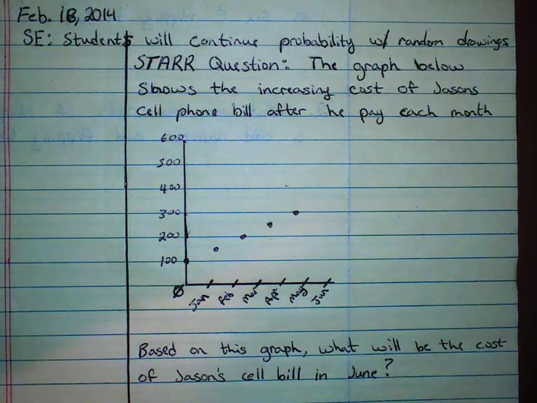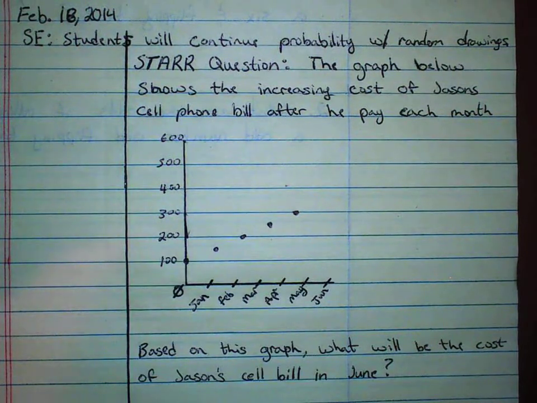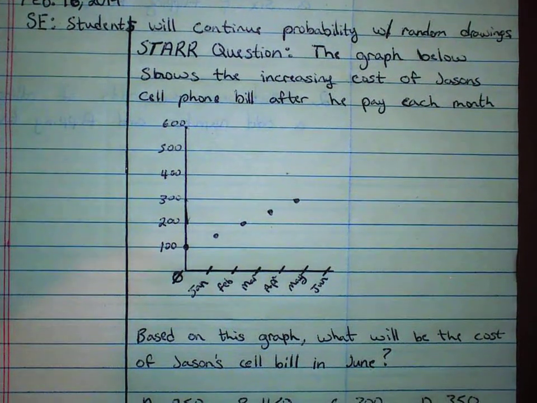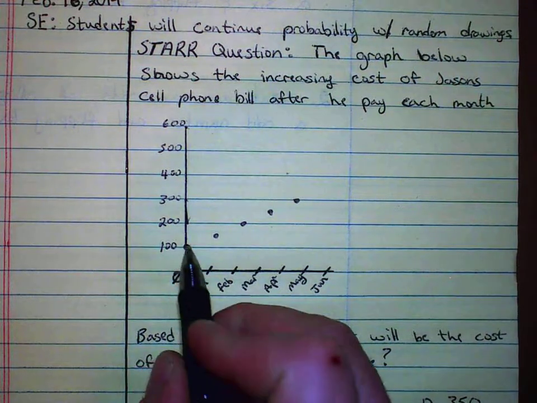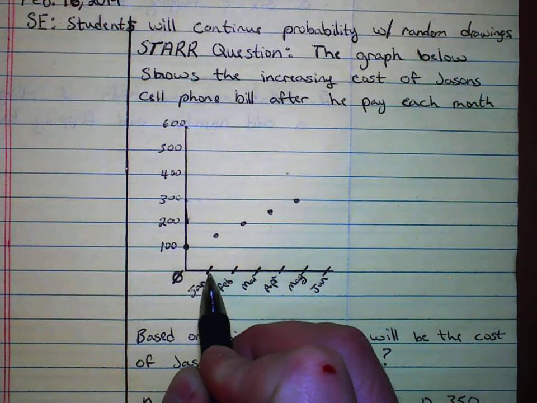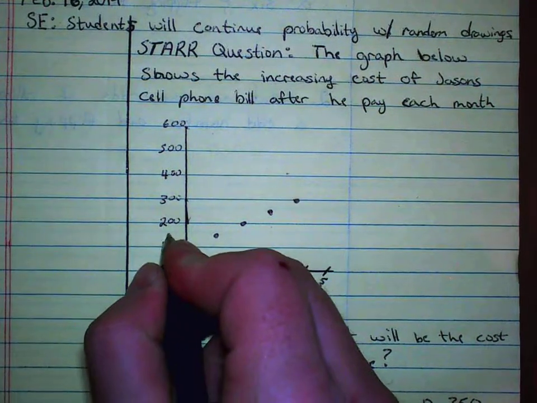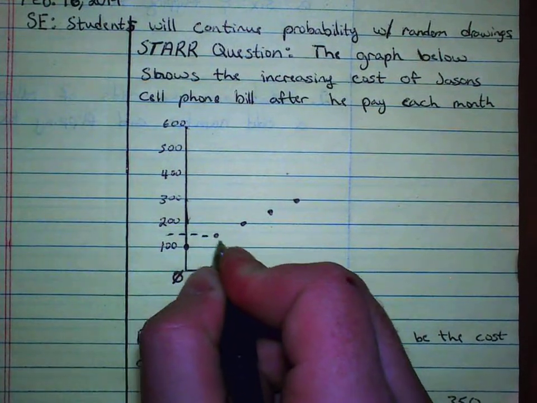The STAR question that we've got today is that the graph below shows the increasing cost of Jason's cell phone bill after he pays each month. So here's our graph. Question: based on the graph, what will be the cost of Jason's cell bill in June? Now let's look at this. Before he ever gets a cell bill, he owes $100. He gets his January cell bill. Look at where that is. We're going to line these up.